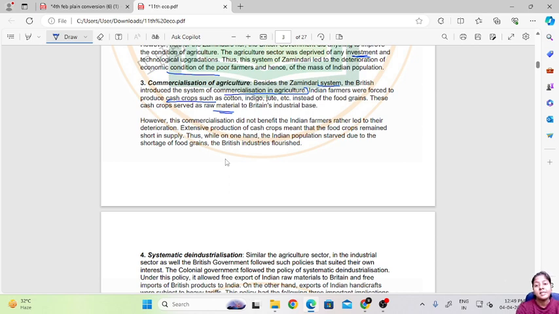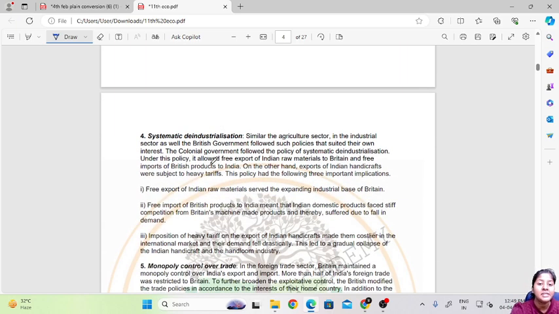The Indian population starved due to the shortage of food grain, because the Britishers told the cultivators to put more focus on cotton, indigo and jute, the cash crops. The next part is systematic deindustrialization. Similar to the agriculture sector, in the industrial sector as well, the British government followed policies that suited their own interests.